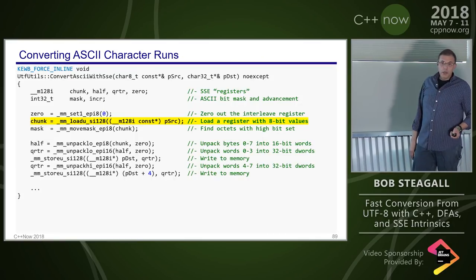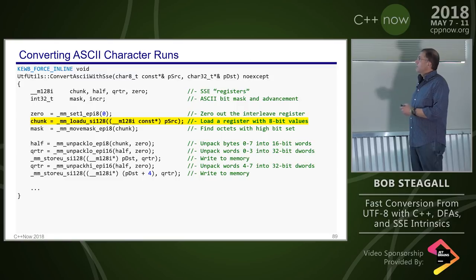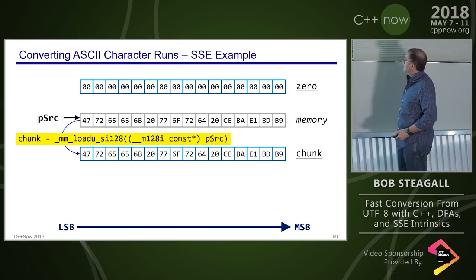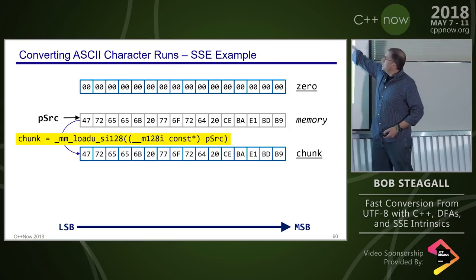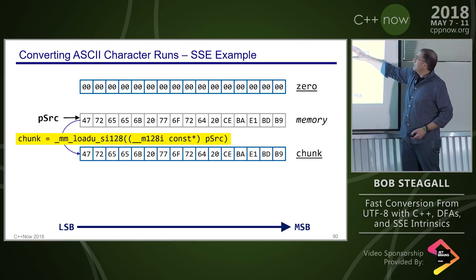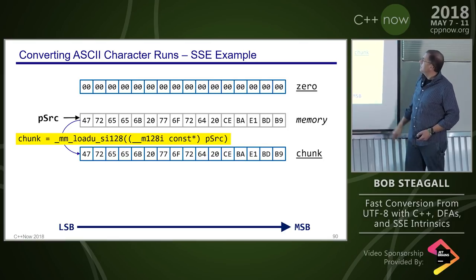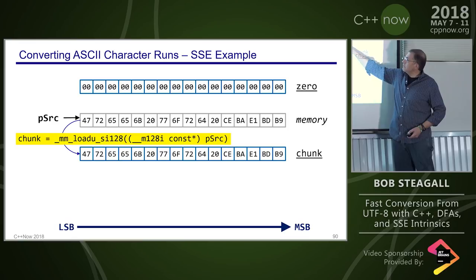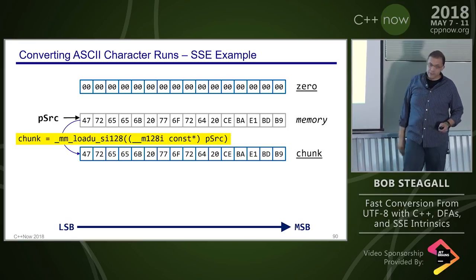Now I'm going to do an unaligned load of 16 bytes from my source pointer into the register that I call chunk. So here's my memory represented in gray, and by the way, the registers are in this dark blue, and I've done an unaligned load from memory into my register.